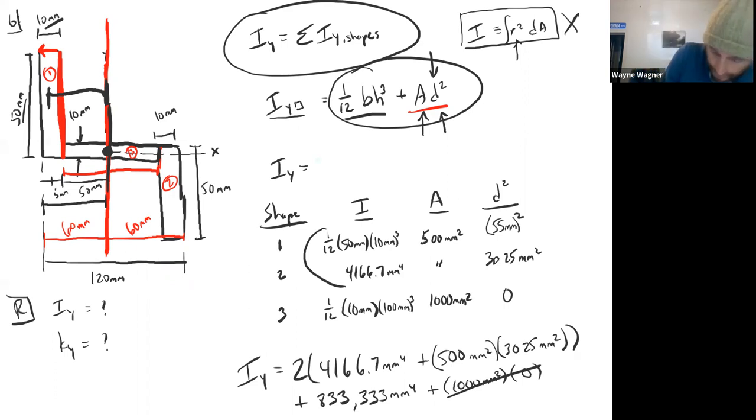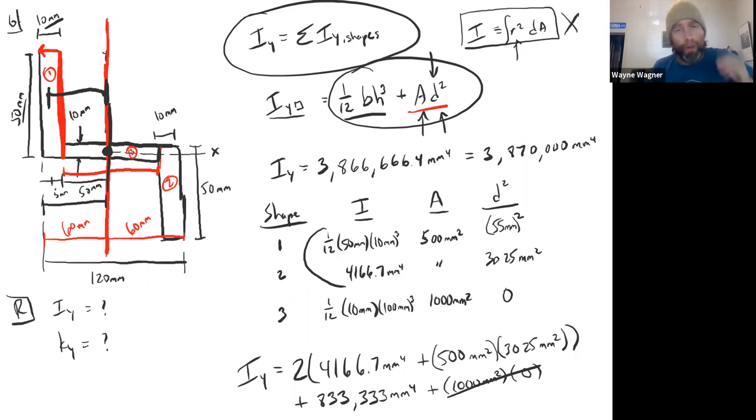Okay, we end up with a number like 30, man, that's a huge number. 38,666,666.4 millimeters to the 4th. And hopefully you're seeing now why I like to do this with 3 sig figs. 1, 2, 3 millimeters to the 4th. And you also should be noticing right now why I hate this. I get this number and I'm like, I don't know what any of this means, right?